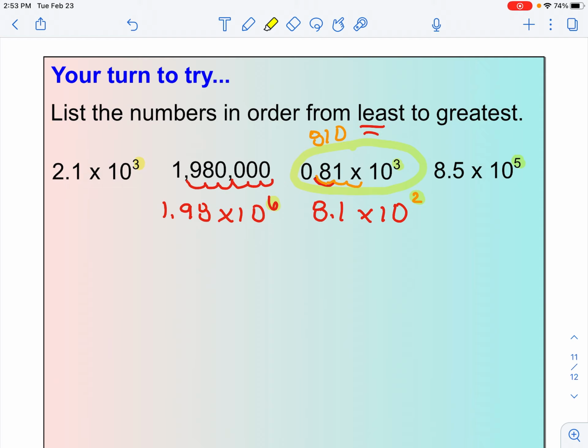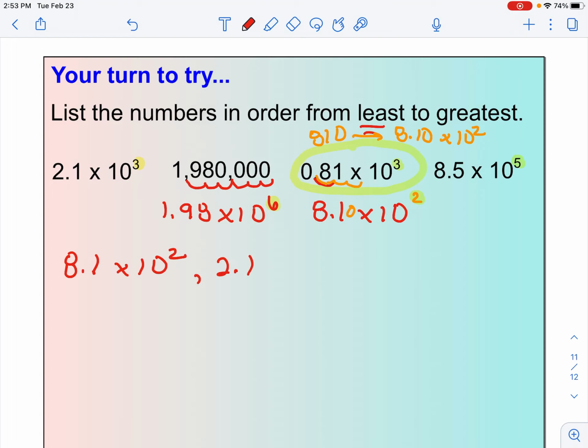All right, so now we can look at all of our exponents, and that would be the smallest one. And so that would be 810. I guess I could go back and finish writing this. This would go to 8.10 times 10 to the 2nd. So there's my 0. And that will be my smallest number. So I have 8.1 times 10 to the 2nd.